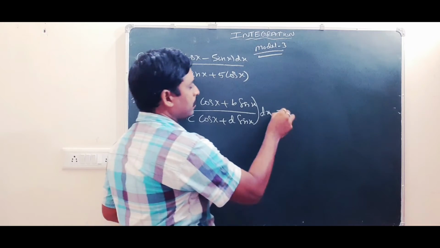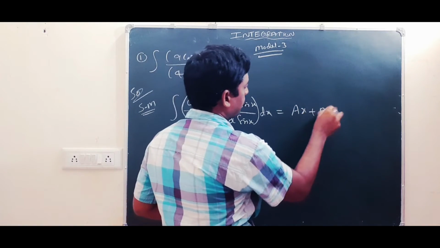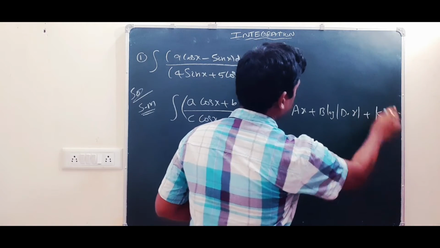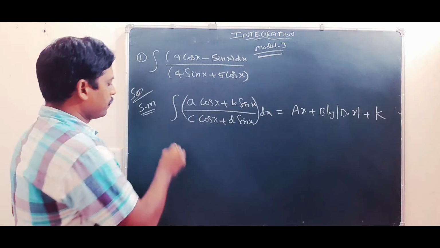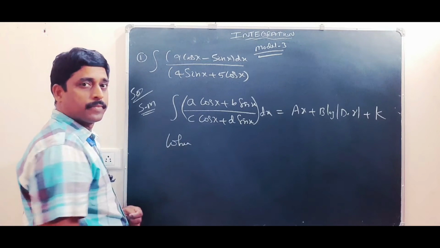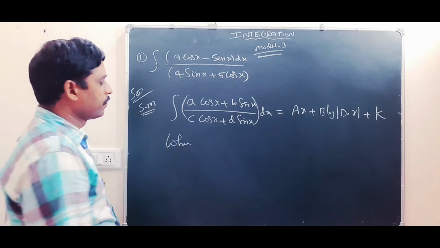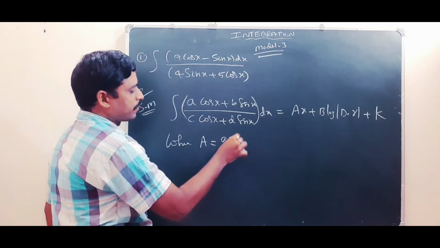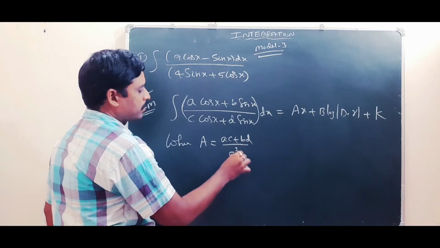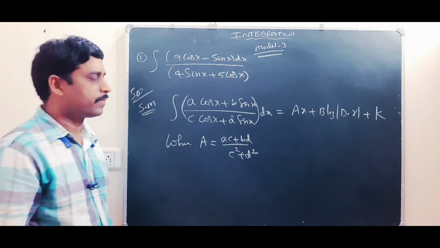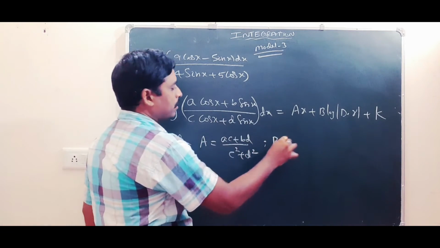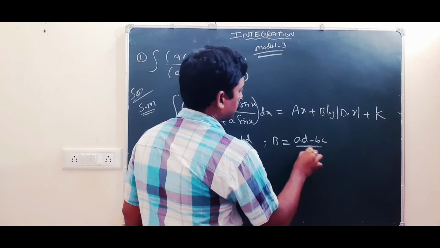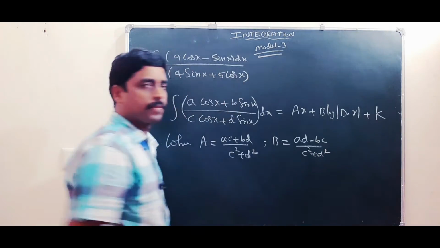Okay, the answer is ax plus b log denominator plus constant k, where a is equal to ac plus bd by c square plus d square, and b is equal to ad minus bc by c square plus d square. Okay.